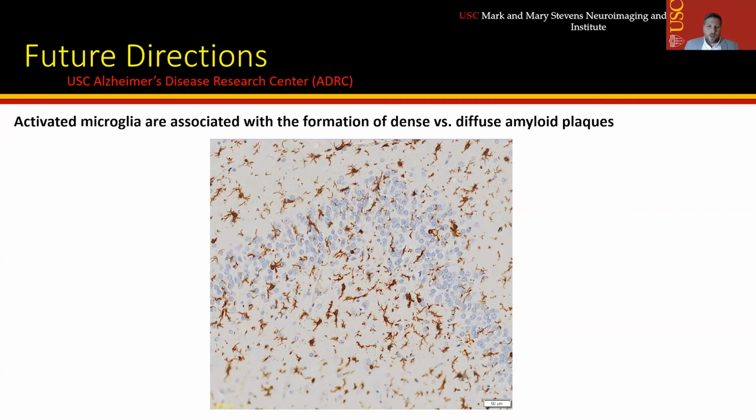So what we want to do now is look at the microglia distribution and determine if the areas where we see dense amyloid are more correlated with higher microglia density, and areas with the diffuse amyloid are more correlated with areas without microglia. So it suggests that the presence of diffuse and dense amyloid are related to the presence of microglia in the tissue.